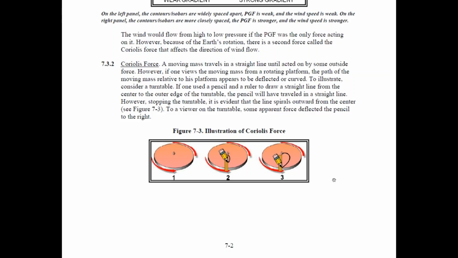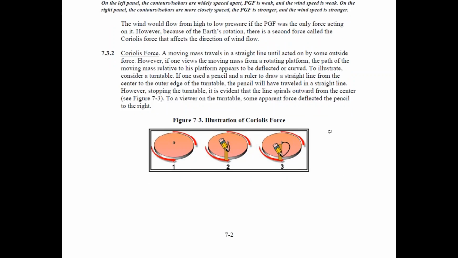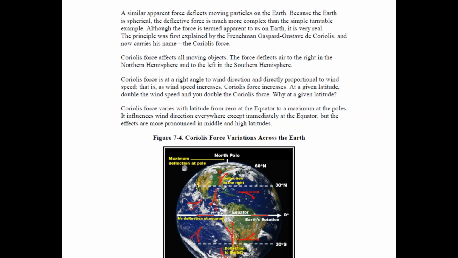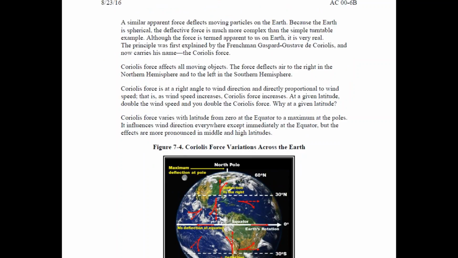So, kind of a weird example, but I guess it's a good example. There's a better example, which is just thinking about the Earth and having mountains, and it's basically pushing and causing air to spin. The similar apparent force deflects moving particles on Earth. Because the Earth is spherical, the deflective force is much more complex than the simple turntable example. Although the force is termed apparent to us on Earth, it is very real. The principle was first explained by Coriolis, and now carries his name, the Coriolis force.